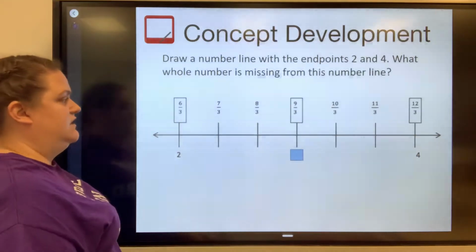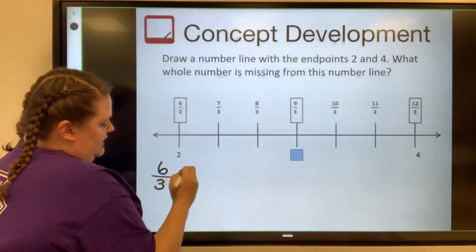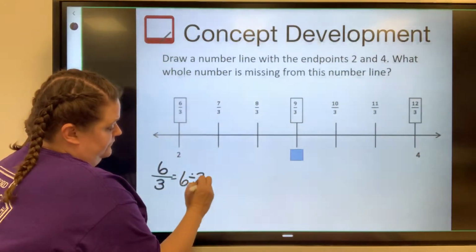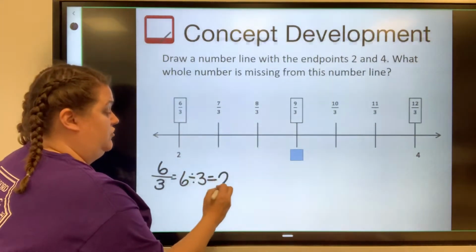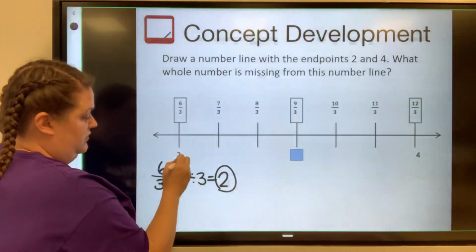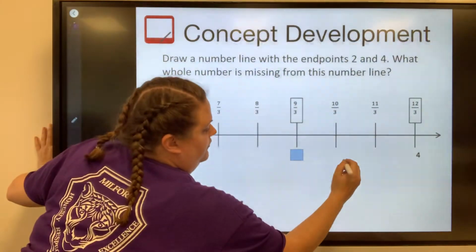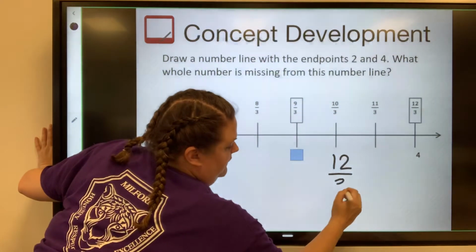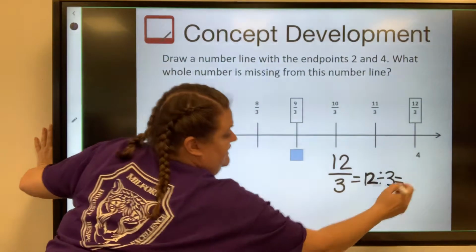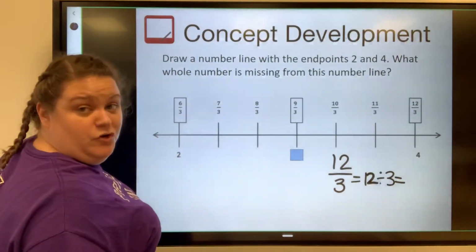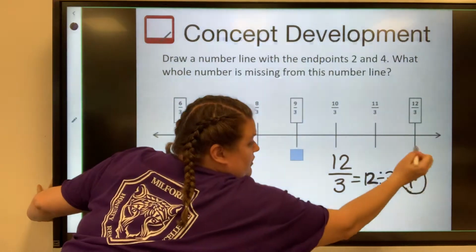So if you do think of this as division, you have 6 over 3 is like saying 6 divided by 3. So if I have 6 and I'm dividing into 3 groups, I will have 2 in each group, which is our whole number here, 2. If I come over here, I have 12 over 3, which equals 12 divided by 3, which is like saying if I have 12 and I'm dividing them into 3 groups, how many am I going to have in each group? 4, which is the same as our whole number here.